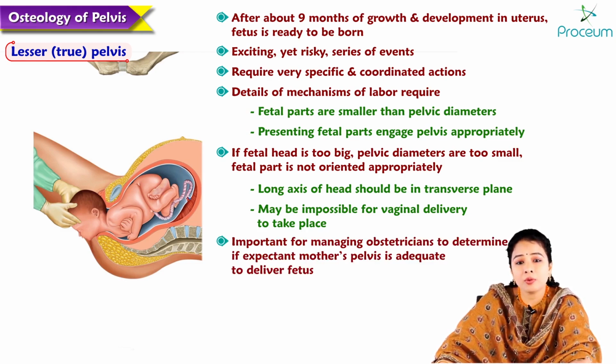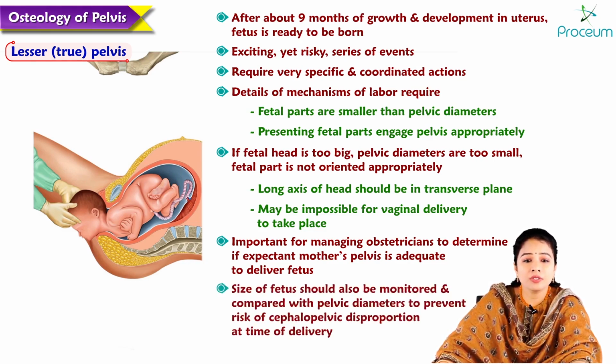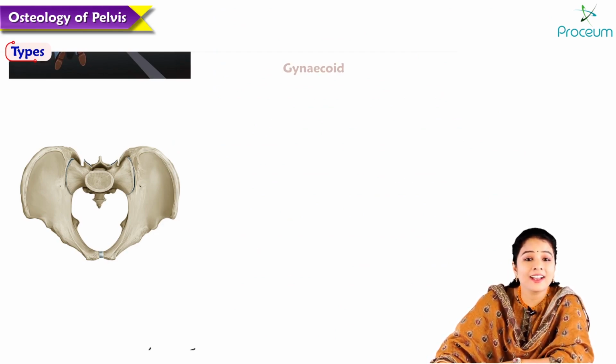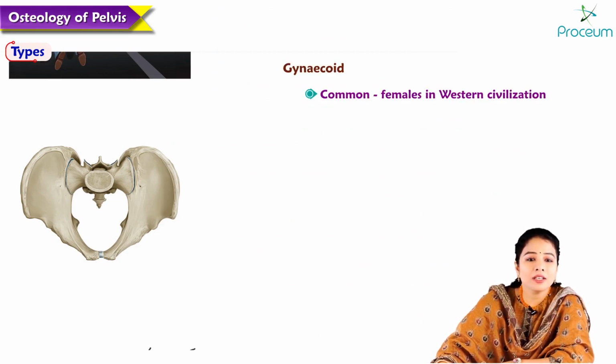So therefore it is important for managing obstetricians to determine if the expectant mother's pelvis is adequate to deliver the fetus. Additionally, the size of the fetus should also be monitored and compared with the pelvic diameters to prevent the risk of cephalopelvic disproportion at the time of delivery. So let us talk about the different types of pelvises. Gynecoid pelvis, common among females in Western civilization.